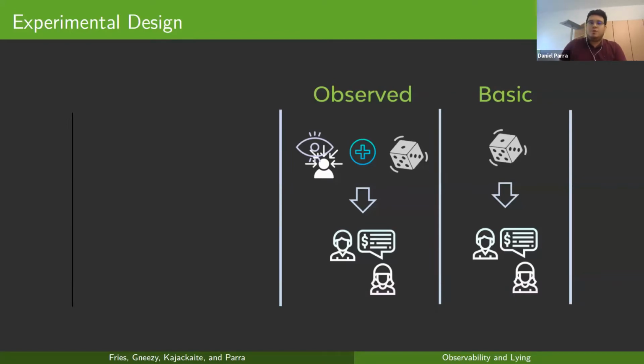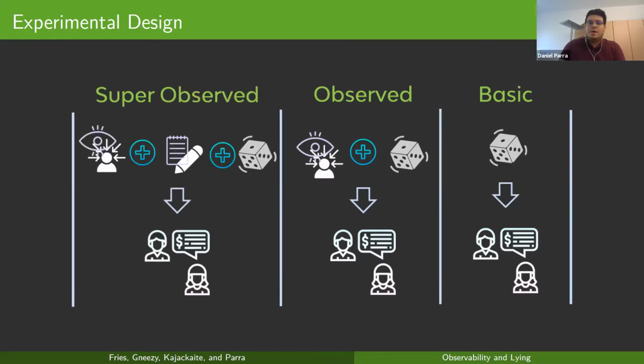On top of that, we included a super observed treatment. The super observed treatment was exactly the observed one, but now the experimenter that stands up behind takes note of the die roll. It's a really extreme case. And in this case, we wanted to take it to the extreme to prove our hypothesis.